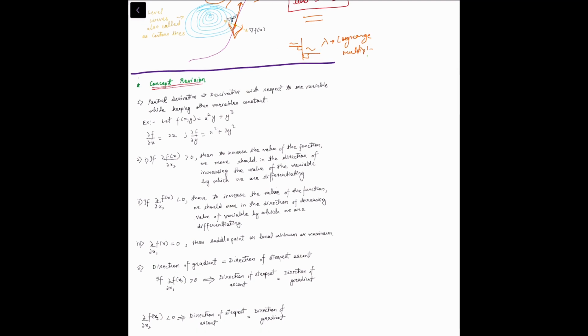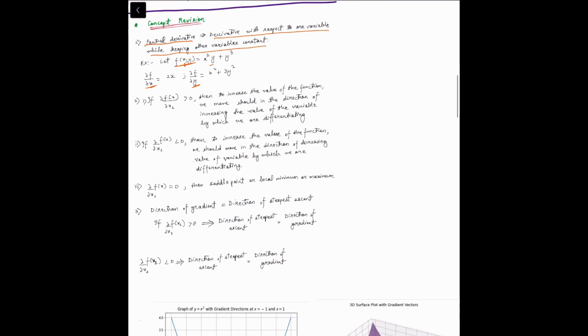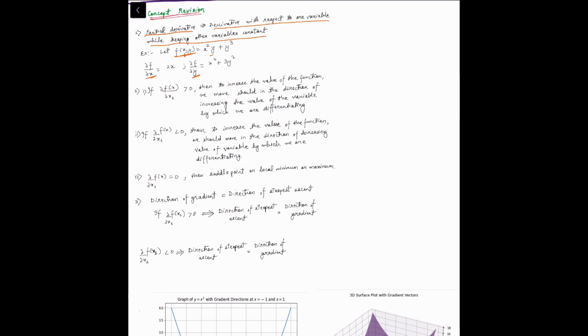So let's quickly go over some undergraduate calculus concepts. Partial derivative means differentiating with respect to one variable while keeping other variables constant. For example, when you differentiate a function of x and y with respect to x, you treat y as constant, and similarly when you differentiate it with respect to y, you treat x as constant. The second concept is, if del by del x1 of f of x is greater than 0, then to increase the value of that function, we move in the direction of increasing the value of the variable.